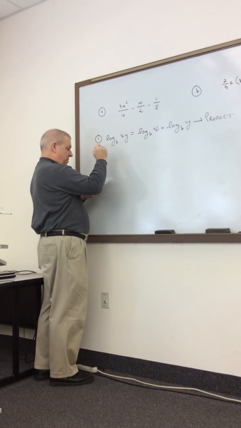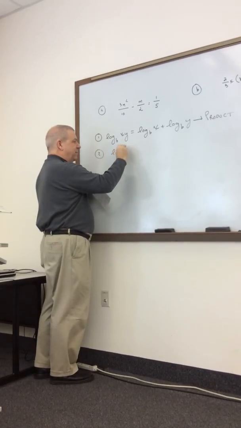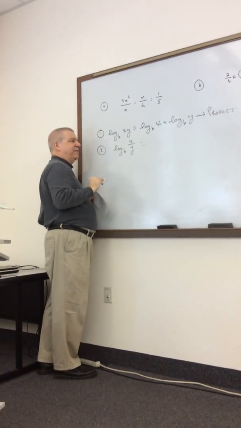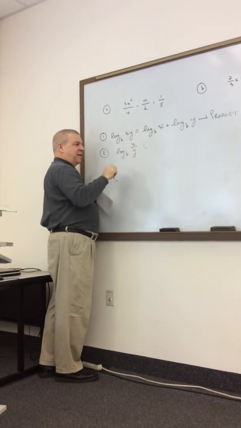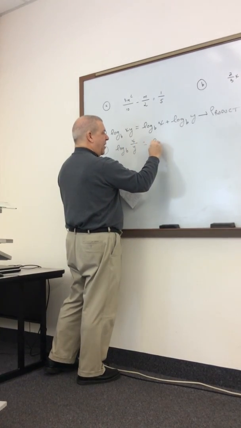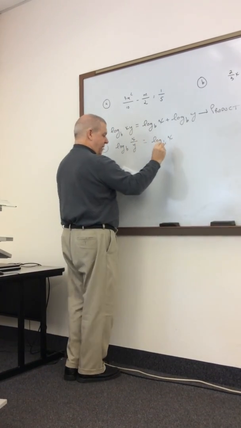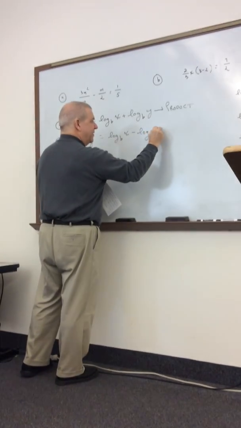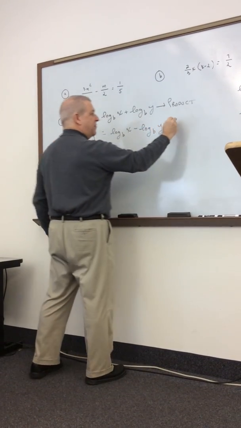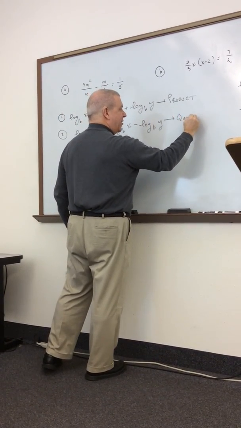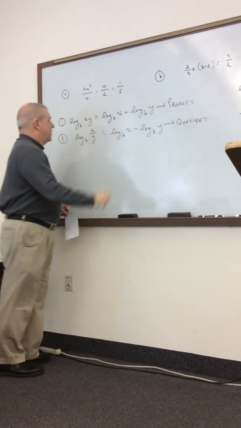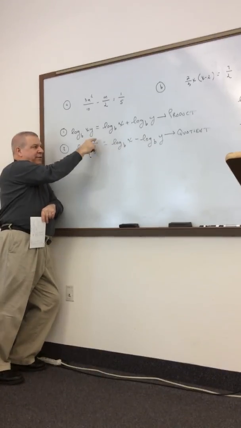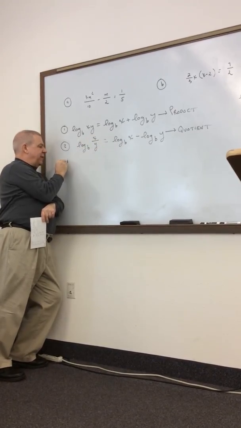Property number 2. If you have the log of a quotient to a certain base, the log of something over something, this is equal to the log of the numerator to that base, subtract the log of the denominator to that base. So this is the quotient property of logarithms. Log of a product, sum of the logs. Log of a quotient, log of the numerator, subtract the log of the denominator.